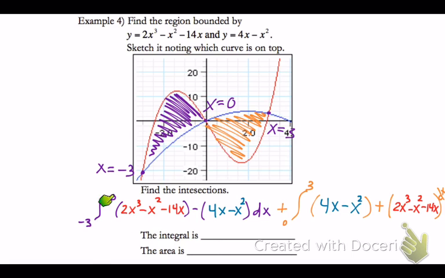So notice that my integrals change based on which one I'm looking at. In the first one, the red function's on top and the blue's on bottom, so I do top minus bottom, so the cubic minus the quadratic. And in the second one, the blue one's on top and the red's on bottom, so I do the quadratic function minus the cubic function.